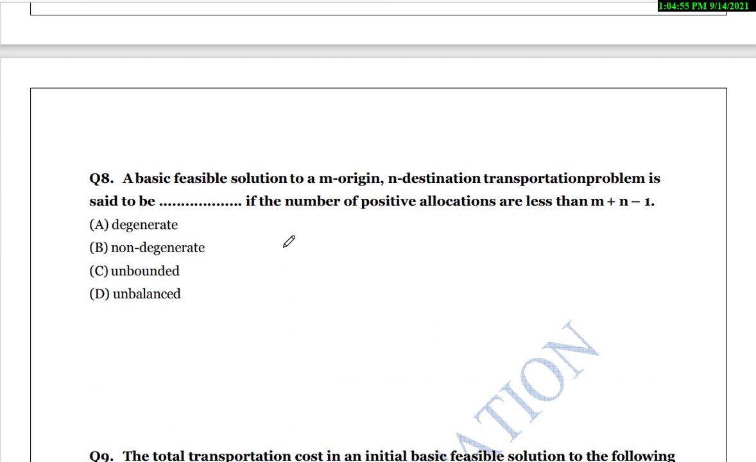A basic feasible solution to an m origin, n destination transportation problem is said to be dash if the number of positive allocations is less than m plus n minus 1. So if the positive allocations are less than m plus n minus 1, then it is called a degenerate solution.